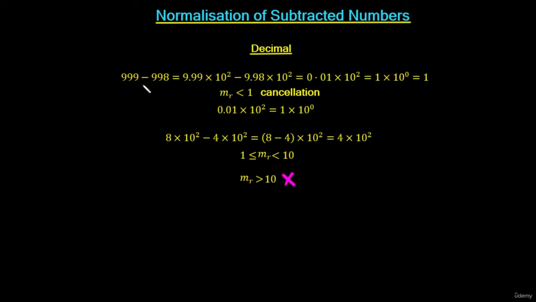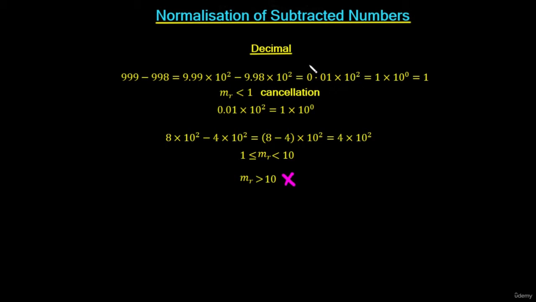So let's say we've got two numbers that are very close together, for example, 999 minus 998. We can write this one out as 9.99 times 10 to the 2, and this one as 9.98 times 10 to the 2. Now we can do the subtraction because the indices are the same. So we're going to have 9.99 minus 9.98, which gives us 0.01 times 10 to the 2.